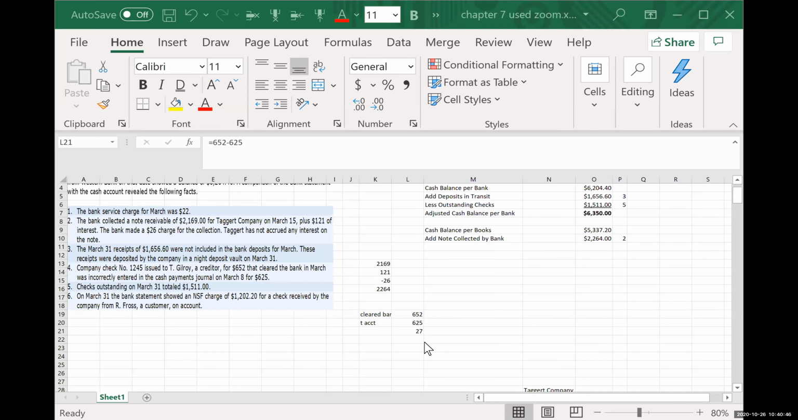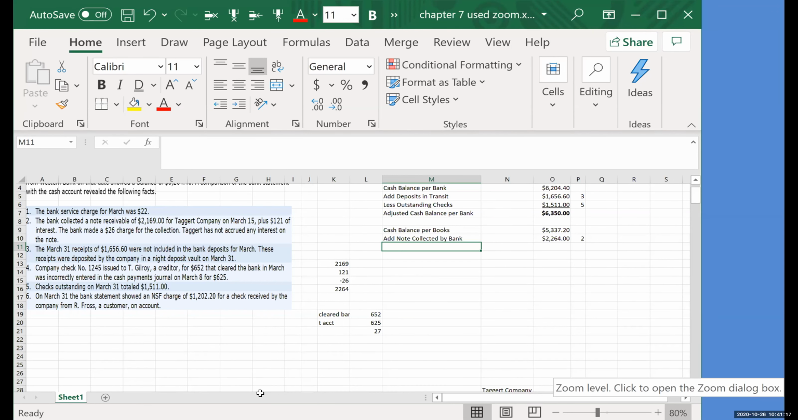Okay, so let's see. So we need to take $27 more out of our T account, right? So that's going to be a less. Okay. So the next step that we would go to is we would look for any non-sufficient funds checks, right? So let's see here. On March 31st is a non-sufficient funds check, right?